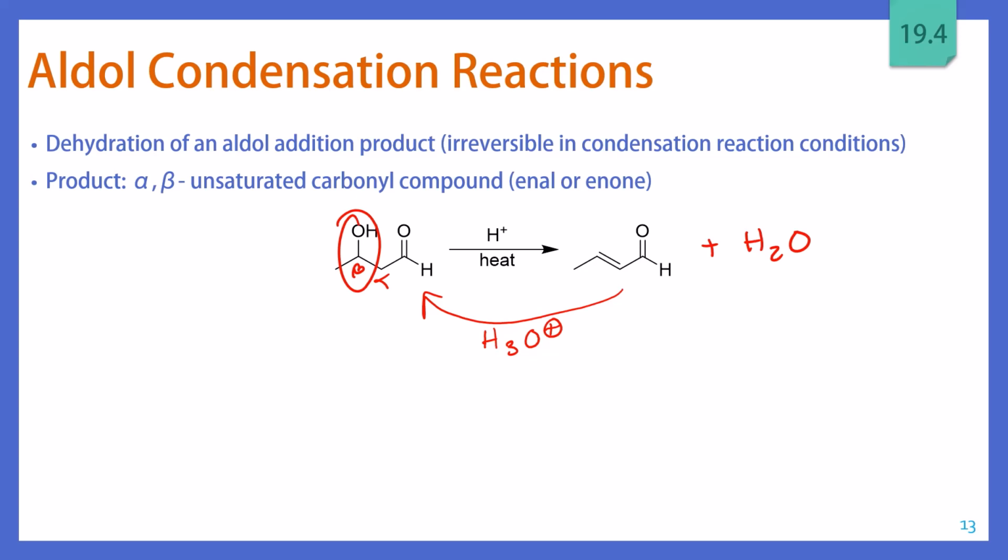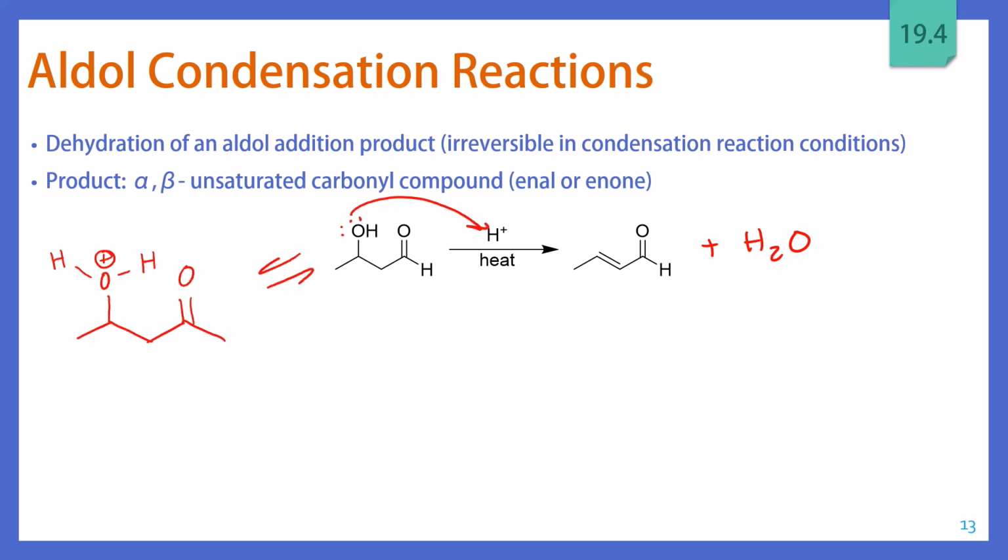So let's look at how this actually occurs. We are in acid, so we know that we need to protonate something. And that something is going to be our hydroxy group. And this is a common theme in organic chemistry. We know by now that the reason we would protonate a hydroxyl group is so that we can turn it into a good leaving group.